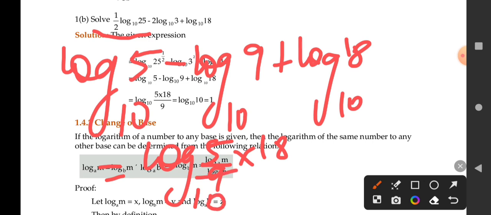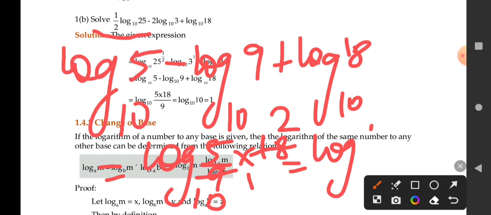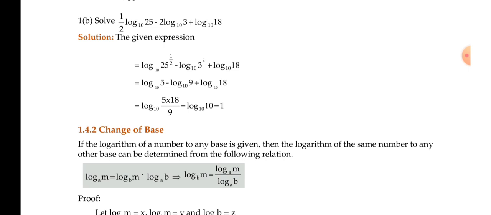Okay, so 9 ones are 9, 2s are 18. So we have log 5 into 10 to the base 10, which becomes equal to 1. Simple question. Okay, carefully you have to use all the laws.